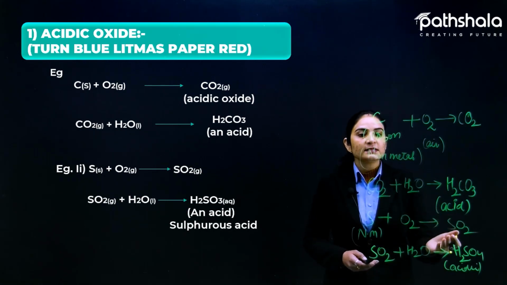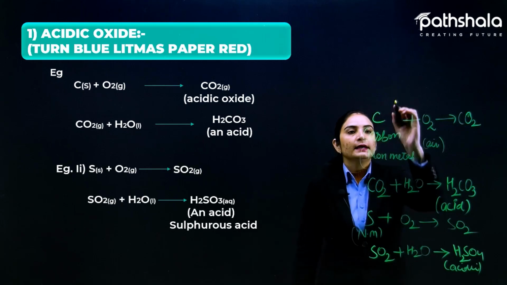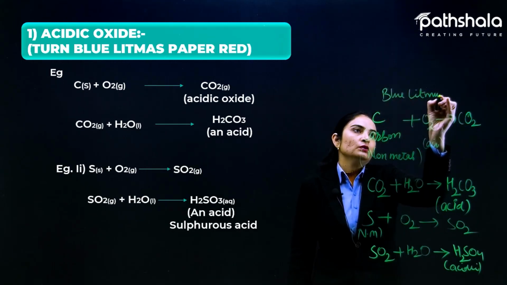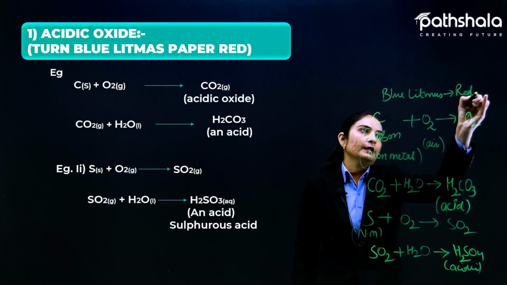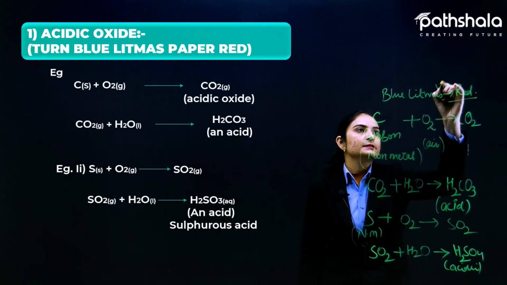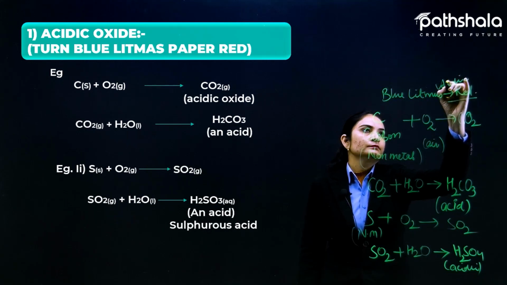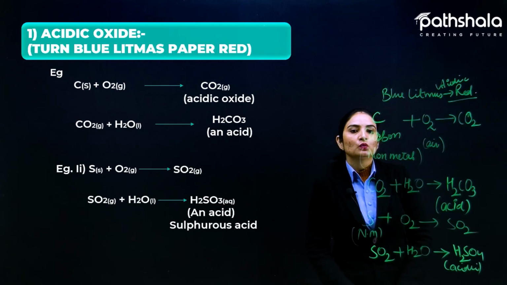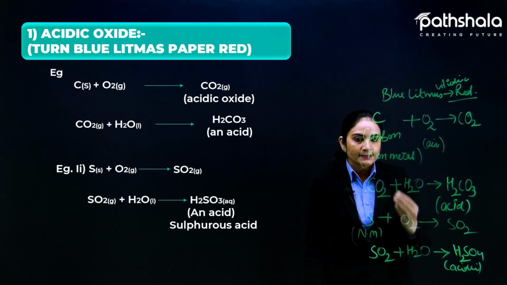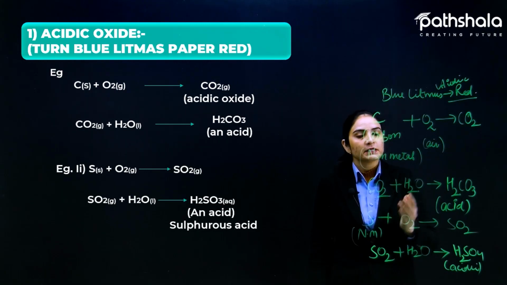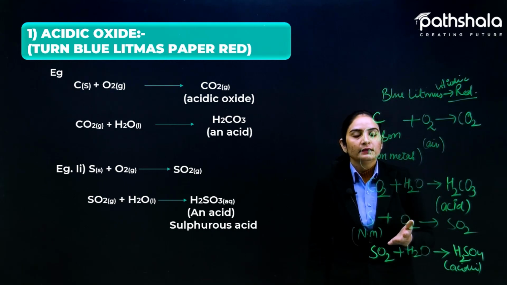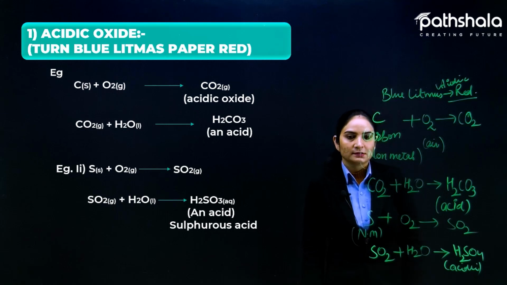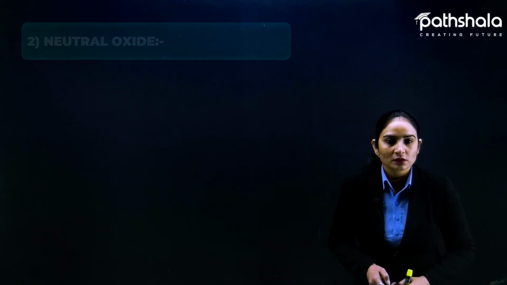By testing them with litmus paper, they turn blue litmus into red. Red is what? Acidic. Fine. So it is very important to understand which are the acidic oxides: those produced when a non-metal reacts with oxygen. Non-metal plus oxygen gives acidic oxide. So next is neutral oxides.